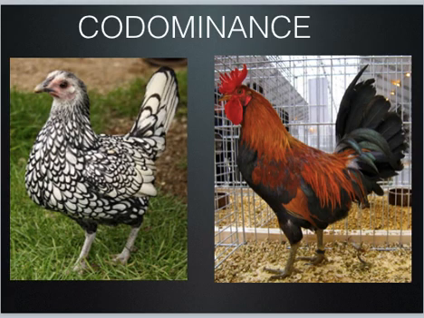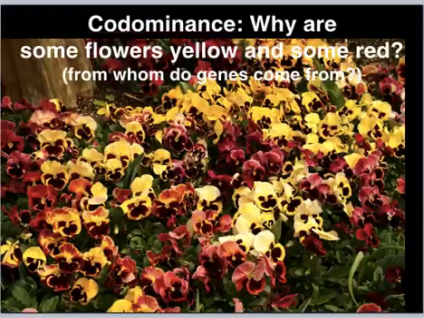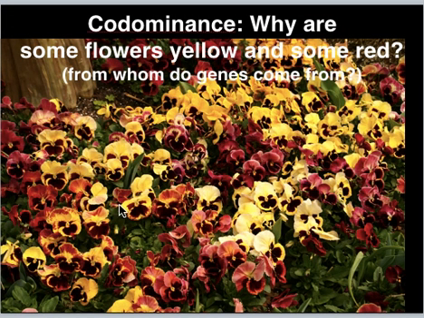Here's another example of codominance. This is a black and white chicken. Okay, so black and white feathers put together. One parent gave this chicken the black feathers, the other parent gave the chicken the white feathers. And so the chicken has them both. This is a brown and black chicken. So one parent gave this chicken or rooster the red, and the other parent gave the rooster the black. Sorry, wow. Okay, this is also codominance.